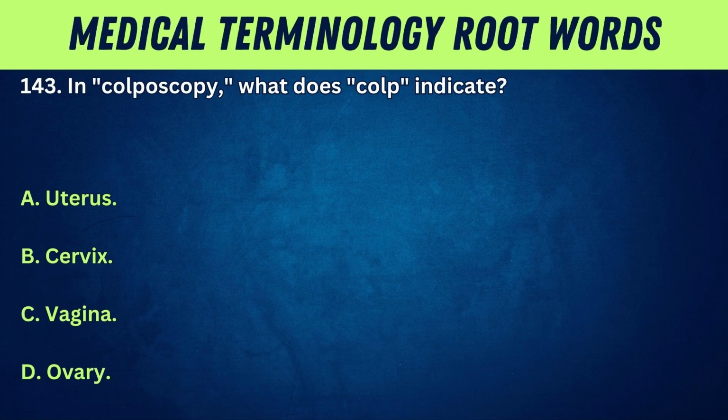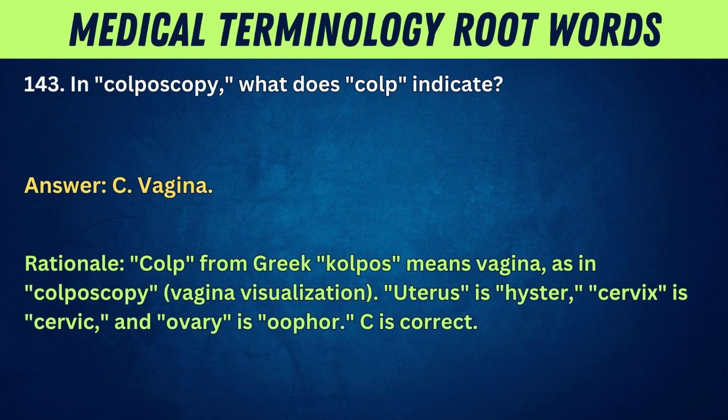143. In colposcopy, what does colp indicate? A. Uterus. B. Cervix. C. Vagina. D. Ovary. Answer. C. Vagina. Rationale. Colp from Greek kolpos means vagina, as in colposcopy, vagina visualization. Uterus is hyster, cervix is cervic, and ovary is oophor. C is correct.